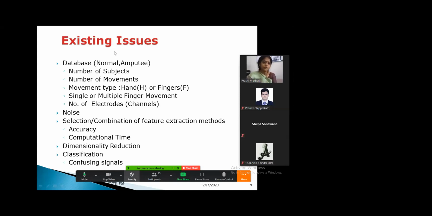As I told you, this is very important that they should do it in real time and there should be less computation. So we can't really go for very complex algorithms. We need something which is faster. So we need to do dimensionality reduction and then we do the classification.